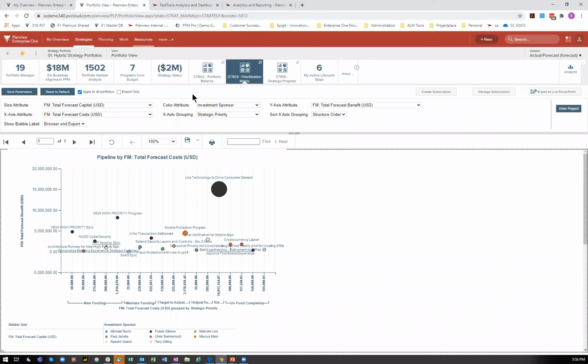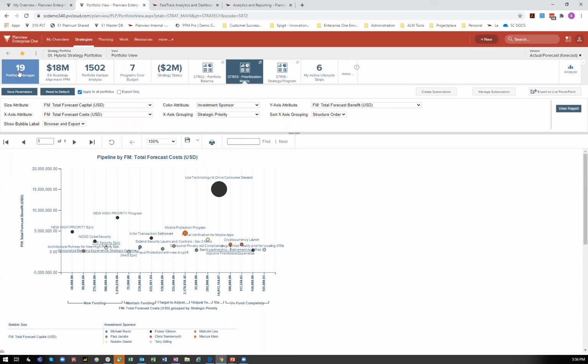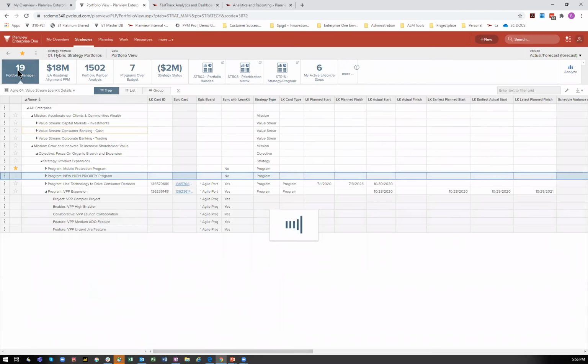The other things customers typically do with Enterprise One is they walk the ribbon, so to speak. So now I'm doing a portfolio view, looking at our hybrid strategy portfolio. These are all our big investments and they're hybrid. A lot of the work is agile. A lot of the work is traditional. We've got 19 big investments going on, right?